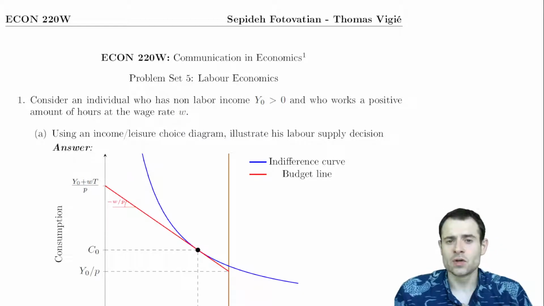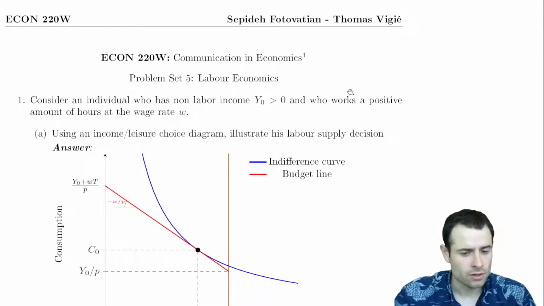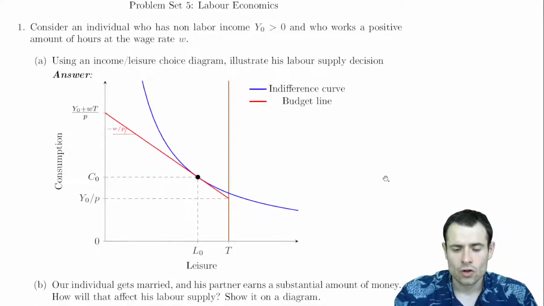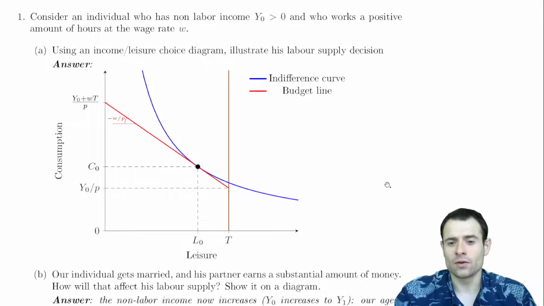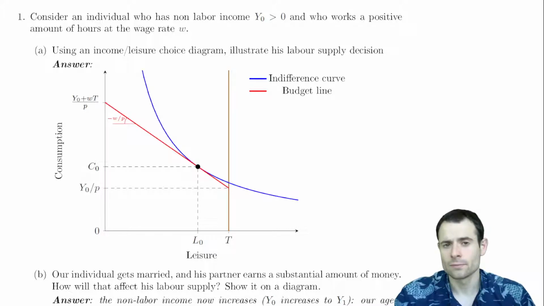If the individual finds it optimal to work a positive amount of hours, then we are going to have an interior solution where an indifference curve will touch the budget line at only one point, the highest possible point, which corresponds to a positive amount of hours worked and a positive amount of leisure.